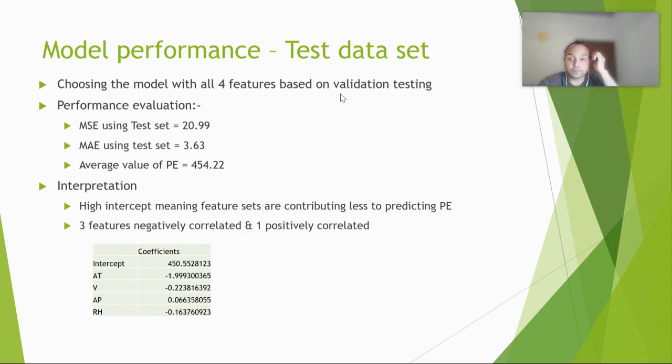And then out of the four features, you could see that there are three features which are negatively correlated, which is the temperature, the V, which is exhaust vacuum, and the RH, which is the relative humidity. And there is one, the AP, which stands for ambient pressure, that's the only positively correlated feature. Meaning that the PE value is going to go up with lower temperature, lower exhaust vacuum, and lower relative humidity, and it's going to go up as we increase the ambient pressure.